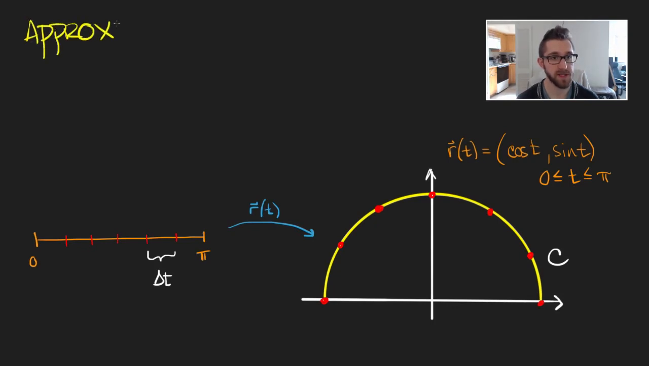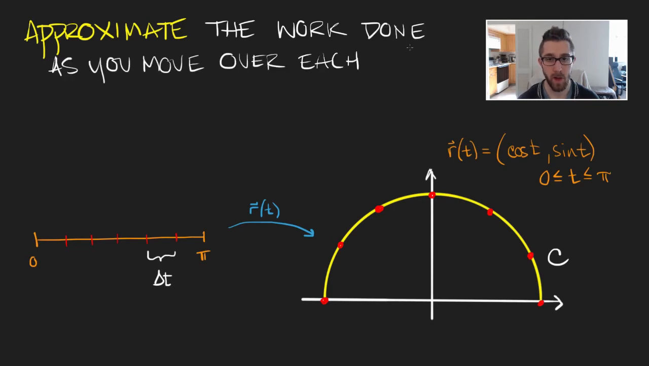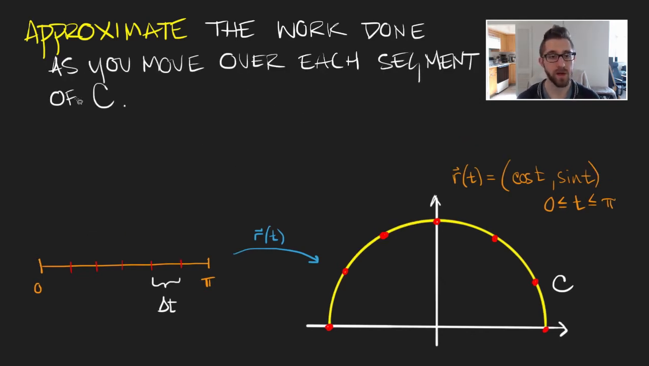So we want to approximate the work done over each segment. So what we're going to do is let's just look at one particular segment. Let's look at the segment of the curve between this green point and this green point. So if we've cut our curve into small enough pieces, then we can assume that over this segment here, the vector field is constant and its value is equal to whatever the vector is at this point here.